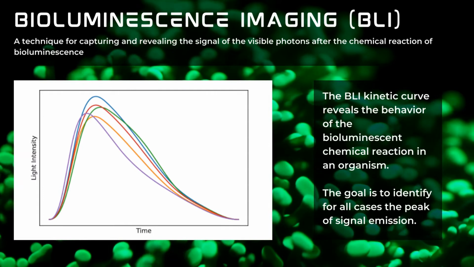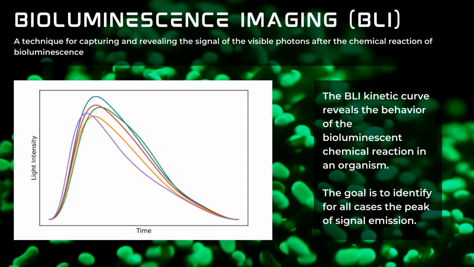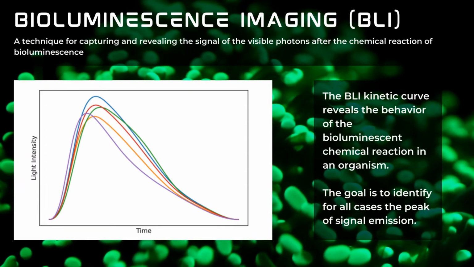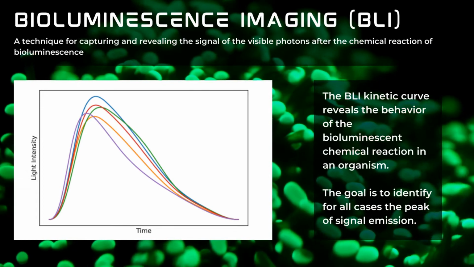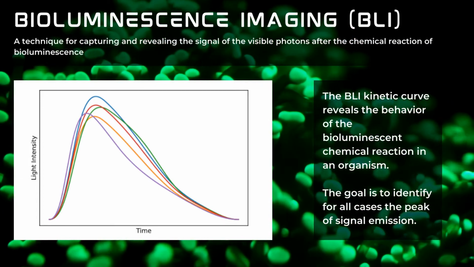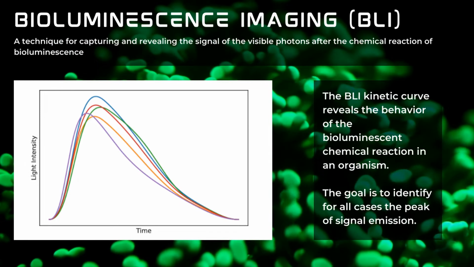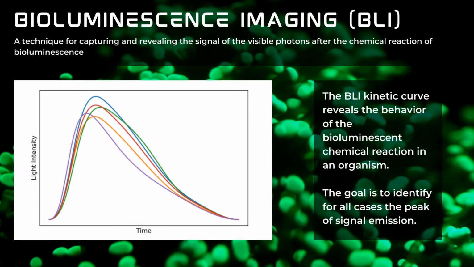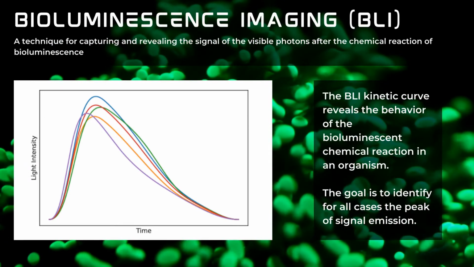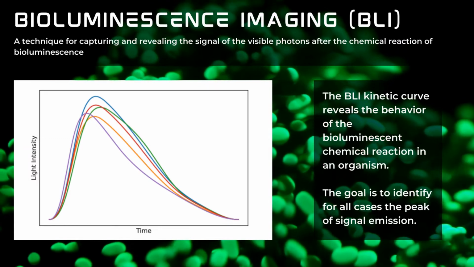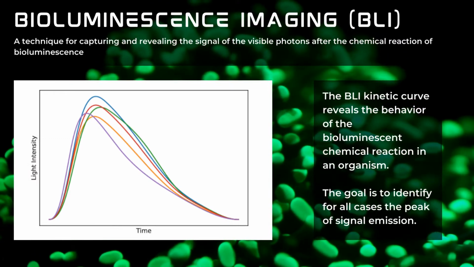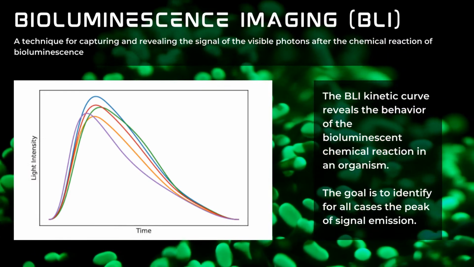BLI is the technique used for detecting and revealing the signal of the visible photons released at specific wavelengths, as a result of this chemical process. Through a series of scans, every phase of this reaction can be modeled with a kinetic curve based on time and signal intensity that shows the progression after luciferin injection, the peak point of the light emission, and then the decay.